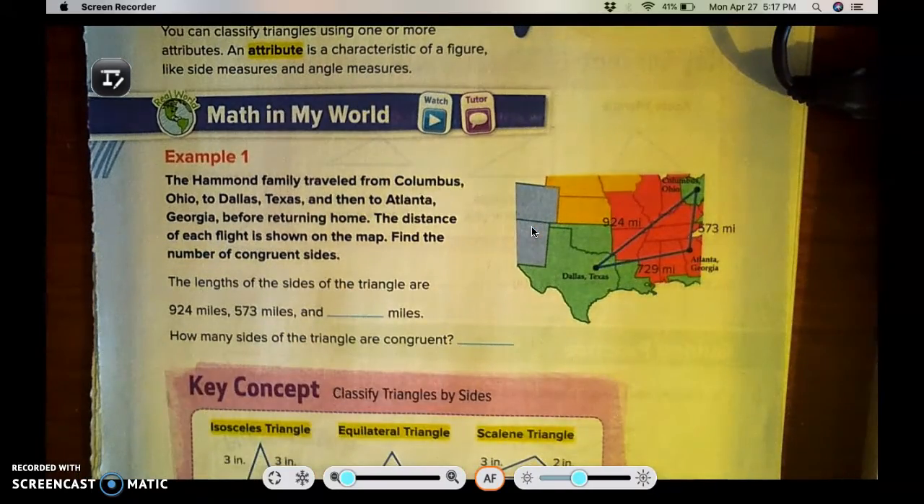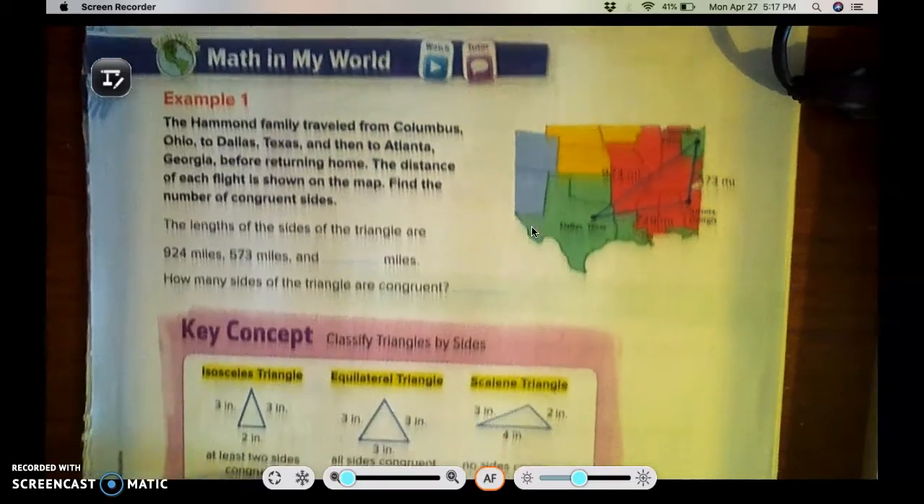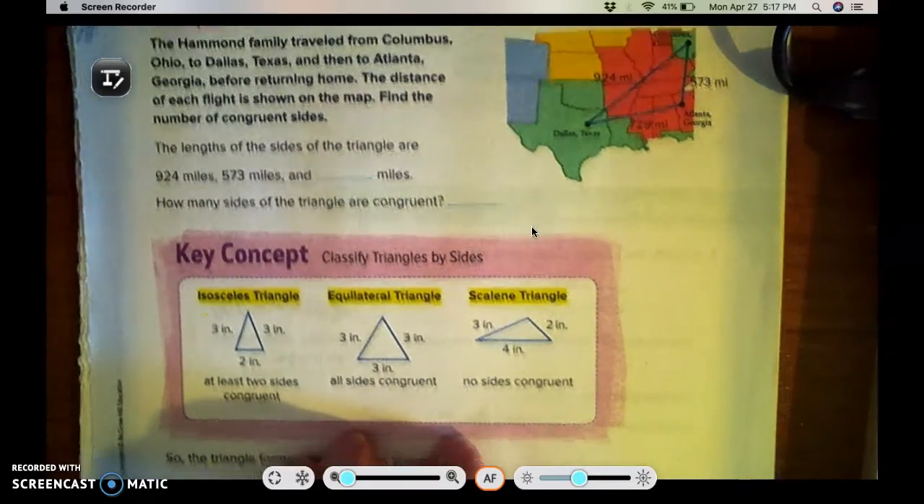So, it says you can classify triangles using one or more attributes. An attribute is a characteristic of a figure like side measures and angle measures. So first we're going to look at sides and then we're going to look at angles and how we classify triangles.